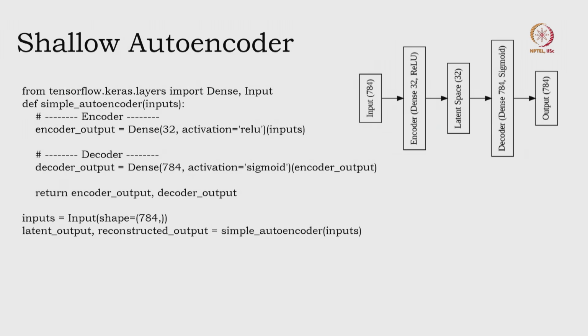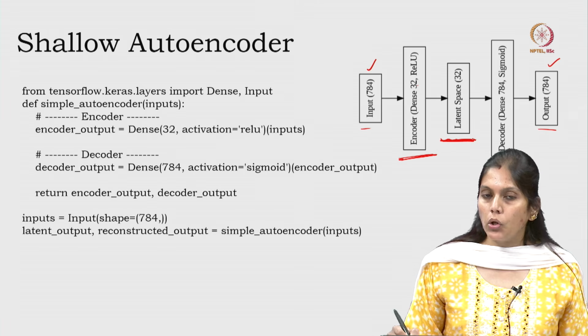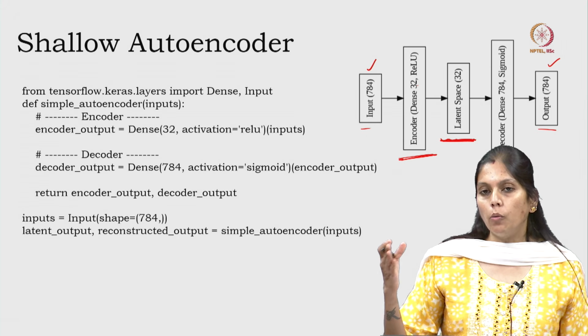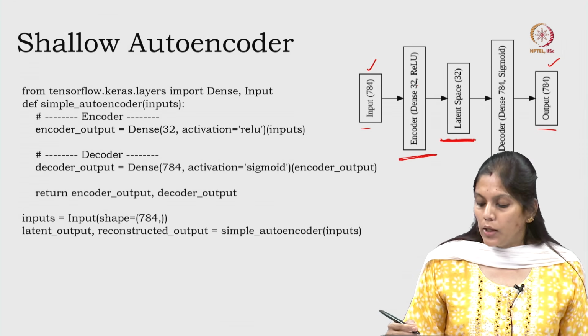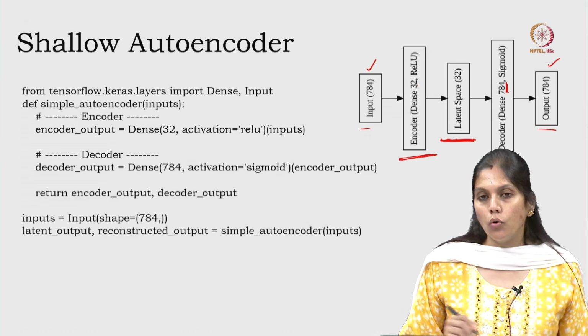So let us see one example here. Here the input is 784. So ultimately you want the output also to be 784. Between input and output there is only one hidden layer, and that hidden layer has 32 neurons. So when 784 is passed to a hidden layer which has 32, the output will be 32. This 32 should be passed now to an output layer, which should give you 784. So at the output layer you are passing 784 neurons.